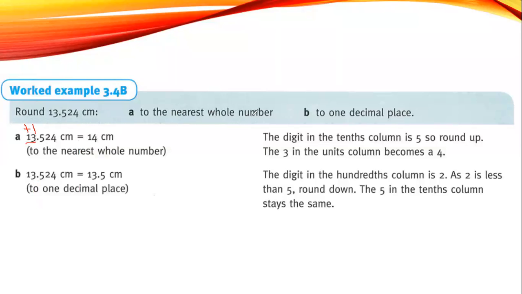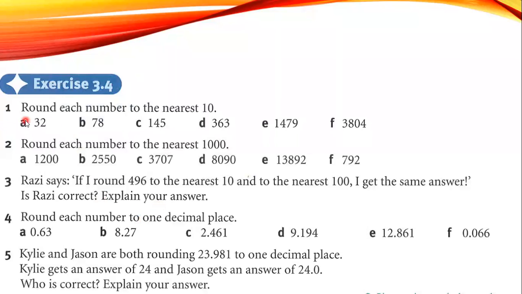Next, he says one decimal place. One decimal place means after the point, one number only. Okay, so it's 5. Before 5 is 2. If it's more than 4, you add 1. But it's not more than 4, so we cannot add 1. So I write here 13.5. This is my answer. So let's move on. Nearest 10, this is 30, this one is 80, this one is 150, this one is 160, 360. So it's so easy. 100, same.